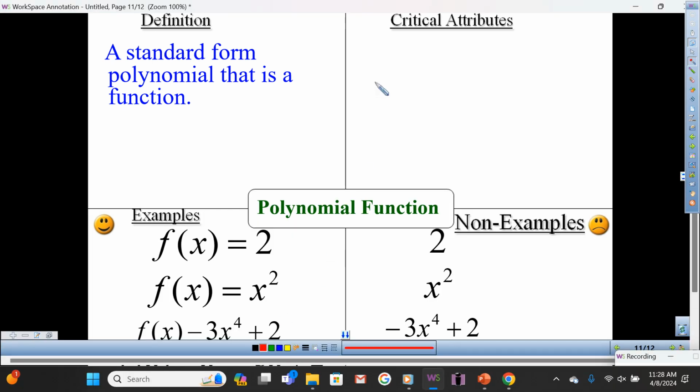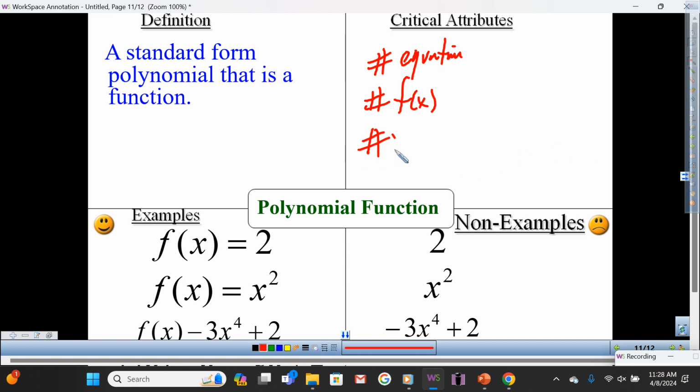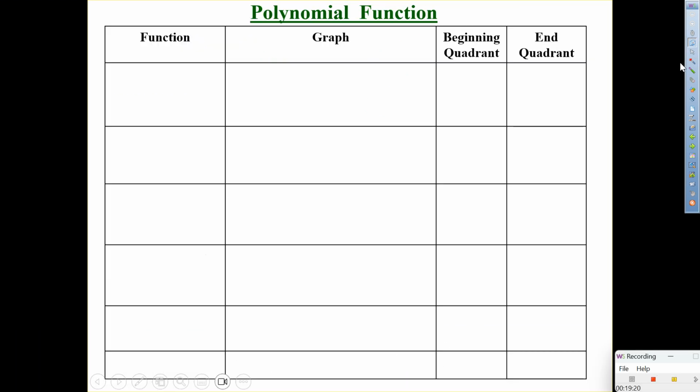So, hashtag, what would be our first hashtag, everyone? Hashtag equation, yeah, equation. Hashtag f(x). And maybe one more, hashtag polynomial.